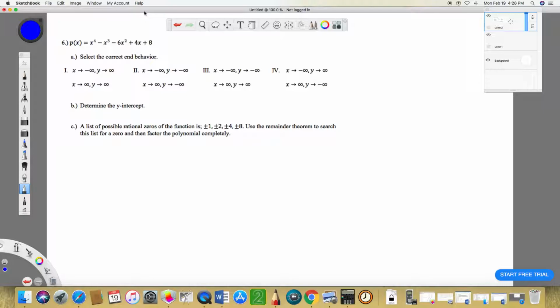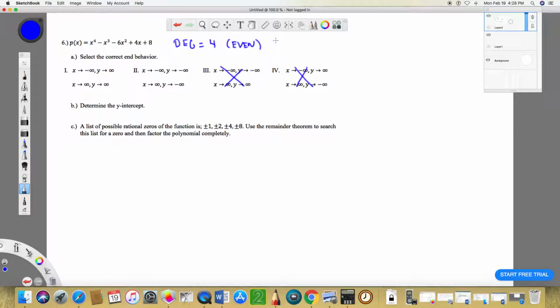We have a polynomial. It looks to be in standard form, 4, 3, 2, 1, constant term. The degree is the largest exponent on a variable, which is 4. 4 is an even number, so that means the end behavior is going to be the same sign. So it's not going to be opposite signs. So immediately when I see that it's even, I can rule out these two cases.